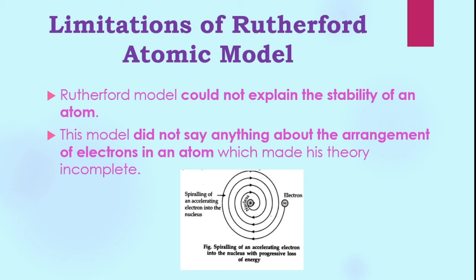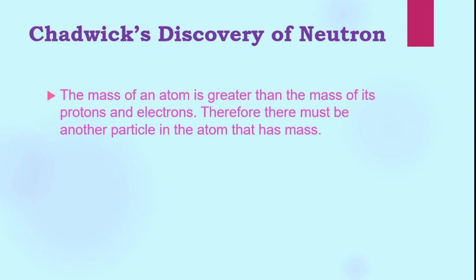Before going to the new model, another important discovery took place, that was Chadwick's discovery of the neutron. By this time, the masses of protons and electrons were detected, and we could also measure the mass of an atom. It has been observed that the mass of an atom is greater than the mass of its protons and electrons. Therefore, from the conservation of mass, there must be another particle in the atom that has mass. Otherwise, conservation of mass will not be satisfied.